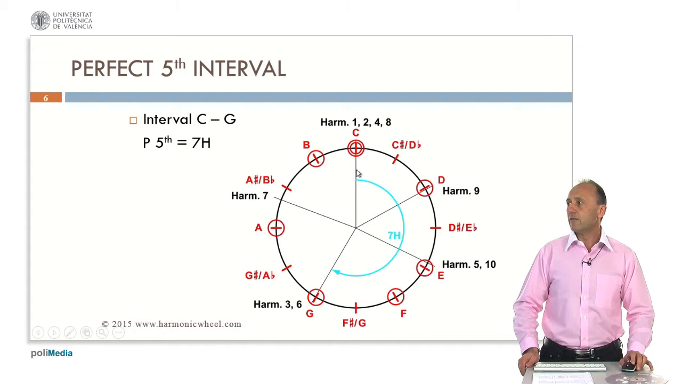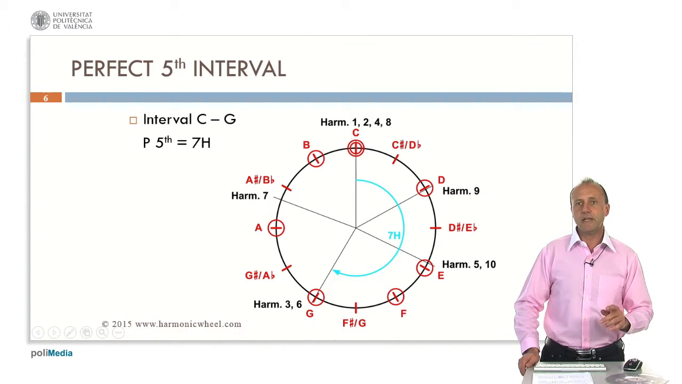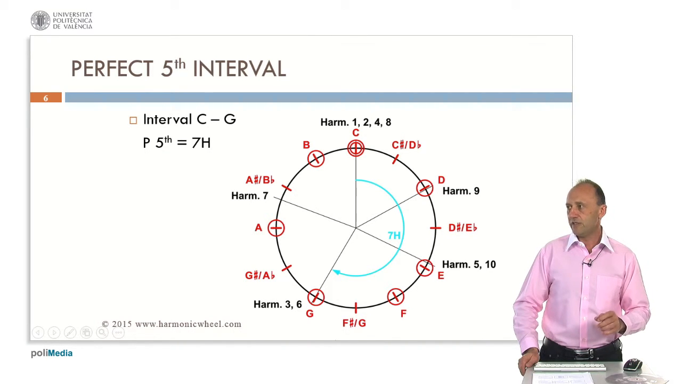The interval from C to G is named with a number. If we count the natural notes from C to G, we have C, D, E, F, G, 5 notes, so this is a fifth interval. And because the note G is practically at the same place as harmonic 3, this interval is called perfect. So this is a perfect fifth, and it has 7 half steps.